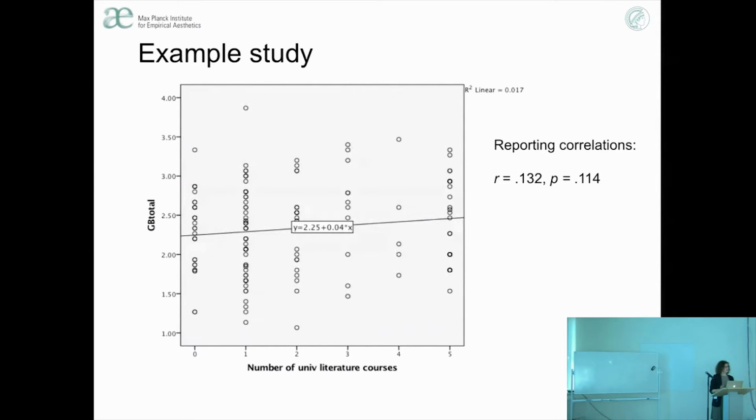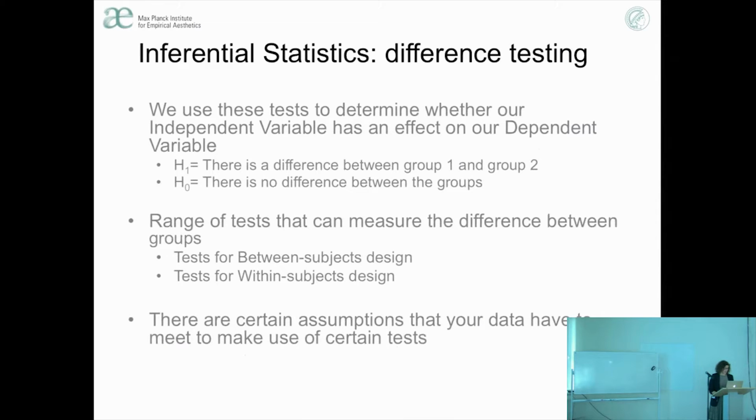Was that all clear? If that was clear, then we're going to go on to difference testing. So, inferential statistics. Just to refresh your memory, inferential statistics, the part where you're testing for differences between the variables and not correspondence between the variables, is used to determine whether your independent variable had an effect on your dependent variable.